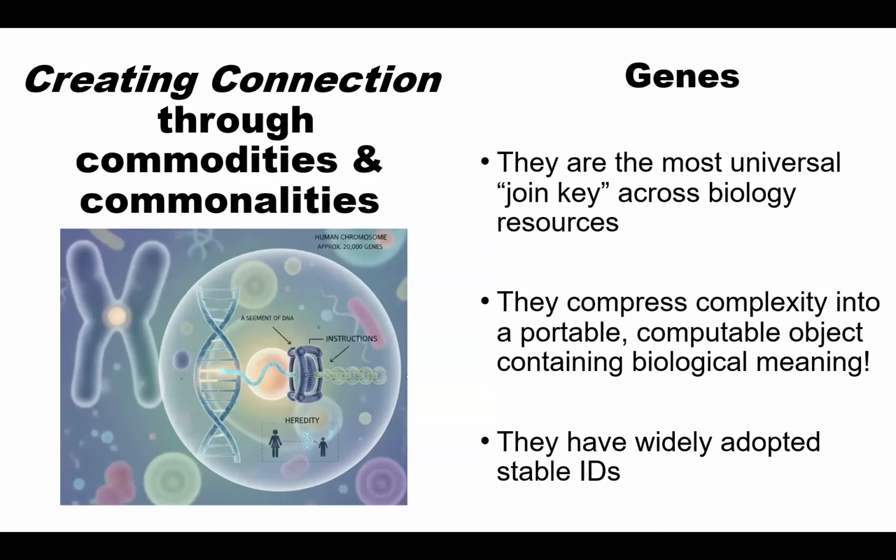This is the join key for us, and it's a very common language across human biology, right? It's a way for us to share information, very simple. It's a connection commodity across NIH resources, in my opinion. What's great about genes is we know a lot about them, right? They're very clear. We have ideas, they're stable, they're widely adopted. They also can be compressed into information, right? They are a portable, computable object, and they have biological meaning. So that's a framework for connection. Let's just start with that.